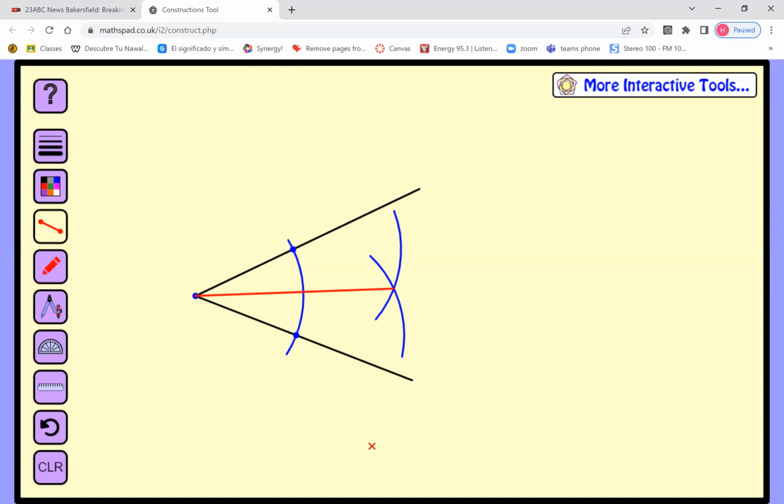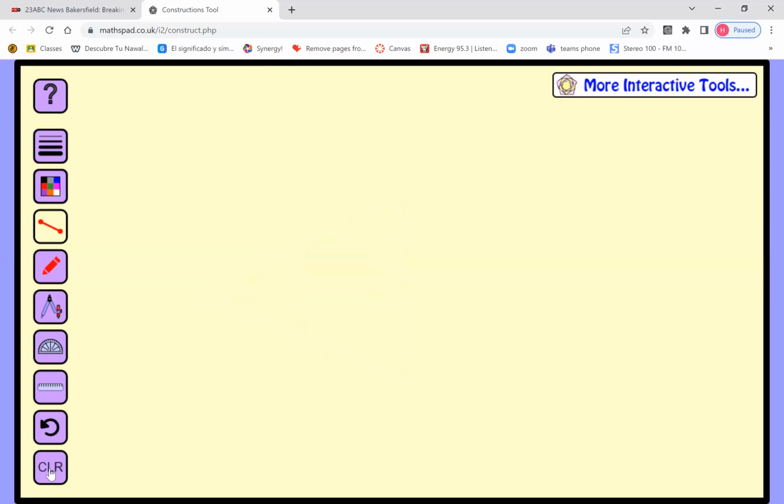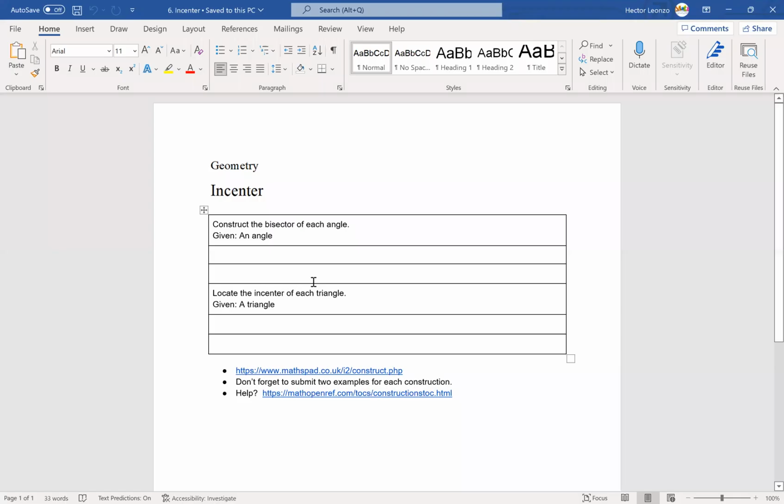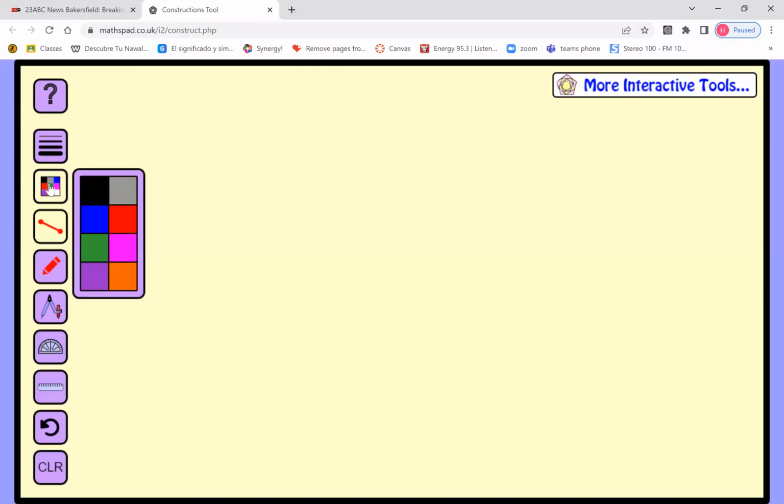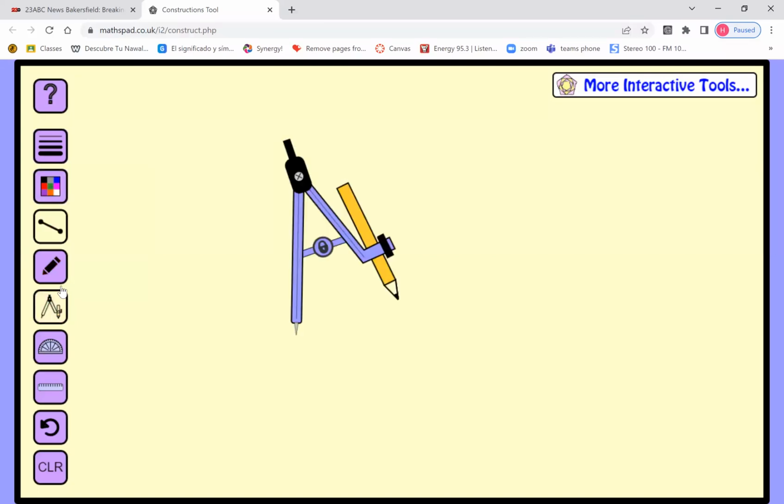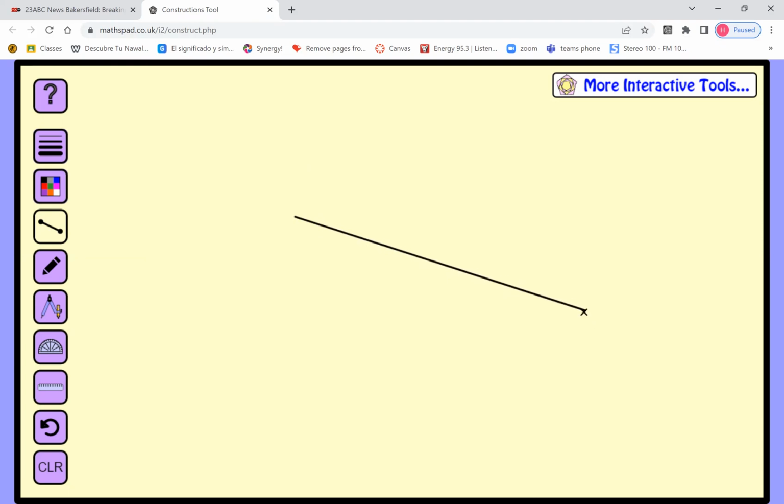Now let's take a look at the next construction. Let me clear this out. Let me come back to the homework. Locate the incenter for each triangle, given a triangle. Okay, so let's go back to here. In black, given a triangle. So let me draw a triangle. I'm going to use the segment, and I'm just going to construct a triangle. It doesn't matter which triangle we do. Now I'm going to find the incenter.